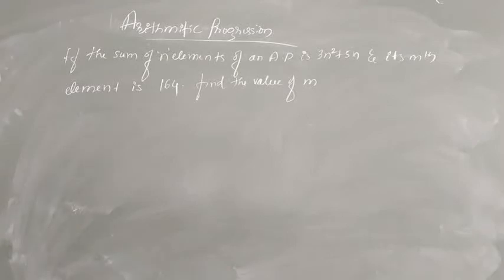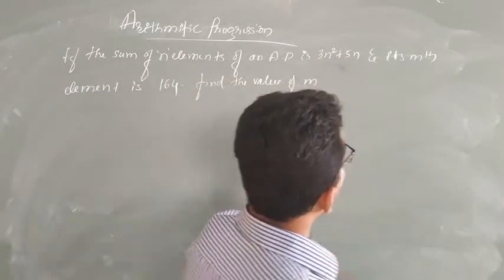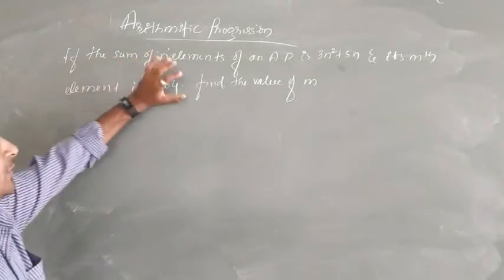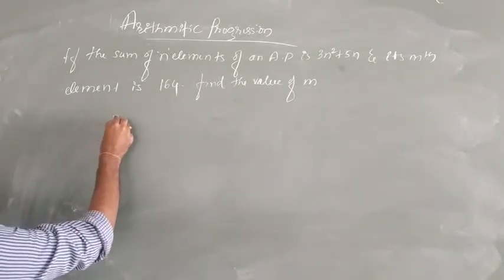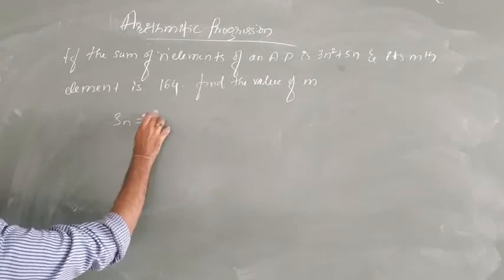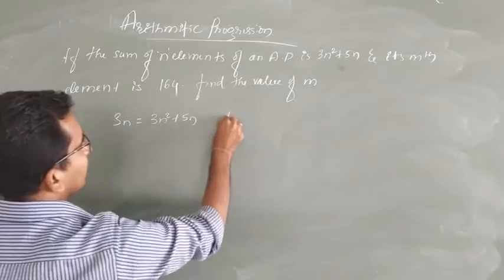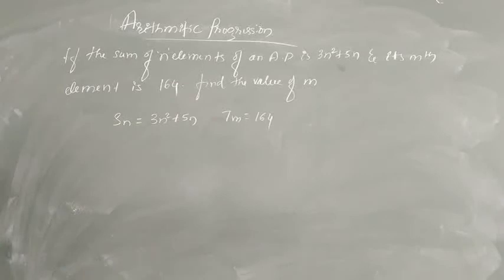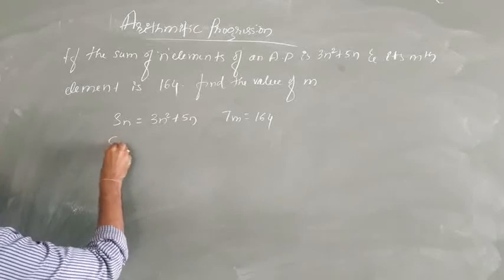So here this example is given as: if the sum of n elements of an AP is 3n square plus 5n and its mth element, that is the last element, that is Tm, is 164, then find the value of m. Okay. So the sum of the first n elements is Sn equal to 3n square plus 5n, and the mth element, that is Tm, is equal to 164.